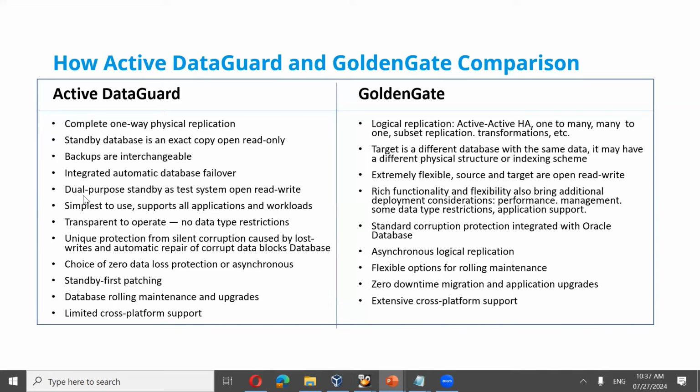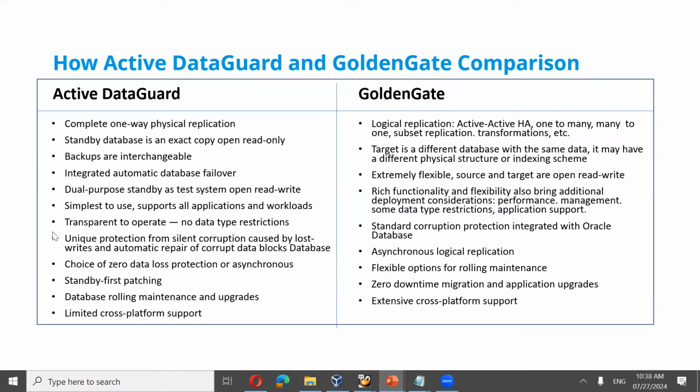So there is no data type restriction. With Golden Gate, there may be some data type restrictions as well. Let me tell you, until 12C there were some restrictions in Oracle Golden Gate, but now with Golden Gate version 19C, support for BLOB, CLOB, and other data types has been introduced. So there is no issue with data type restriction now. This point doesn't hold much true with Golden Gate anymore. It's the same in both Data Guard and Golden Gate.